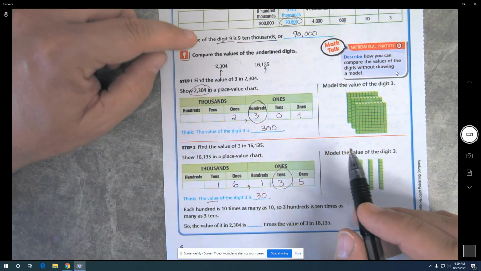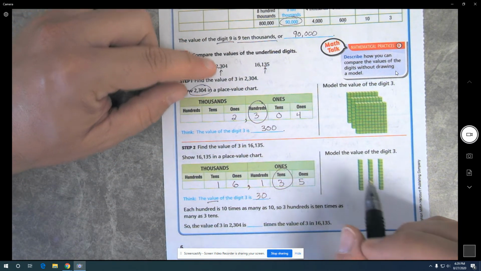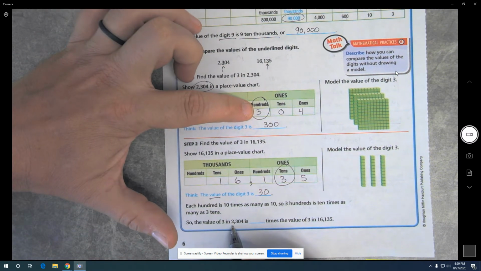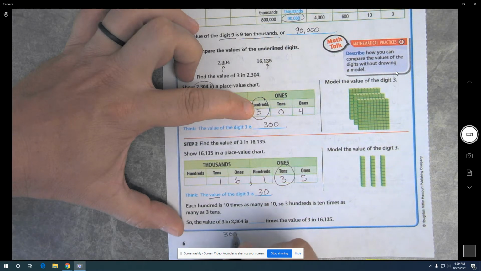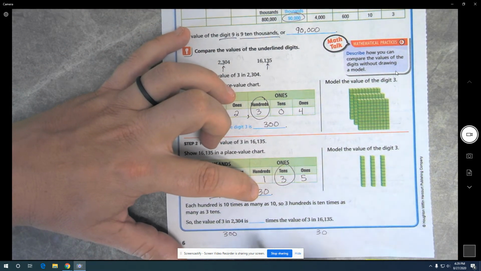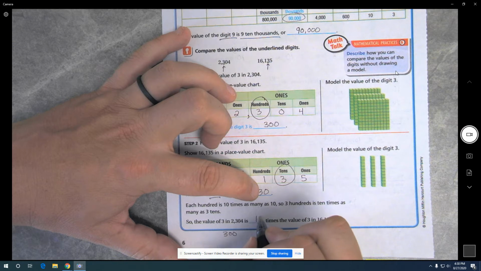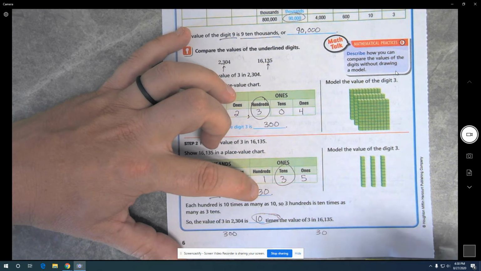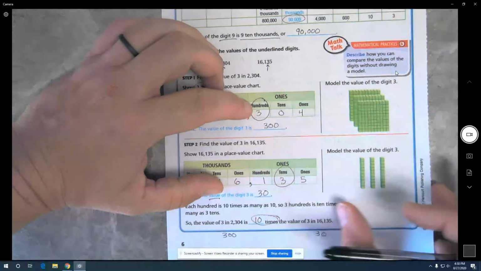And let's go back to the question. They want us to compare the values. So the 3 that was in this number is 300, and the 3 in this one is 30. And let's look at those two numbers. This is clearly bigger. How many times bigger? Remember, it's moved over one spot. So the value of the 3 in 2,304 is not just bigger, it is 10 times. Again, there's that number, 10 times the value of this 3. It's not just bigger, it's 10 times bigger.